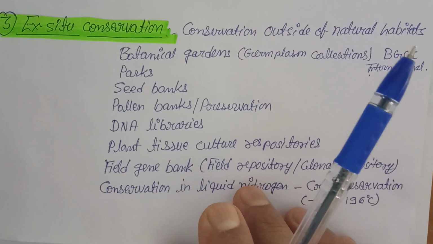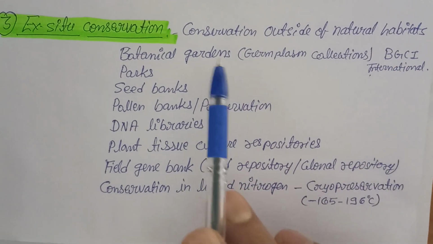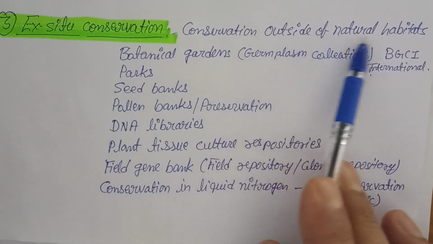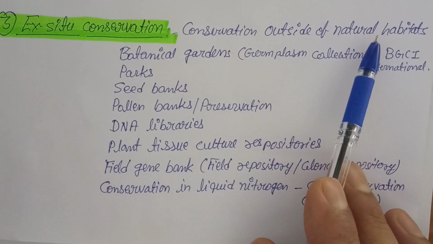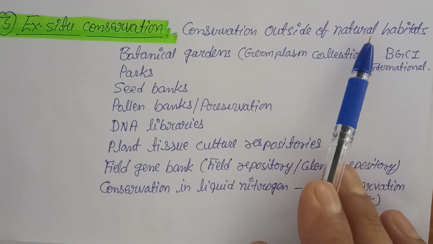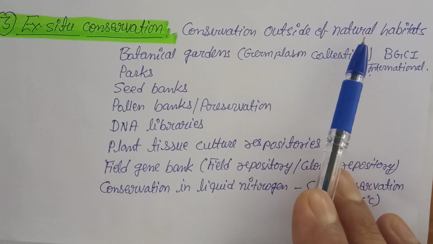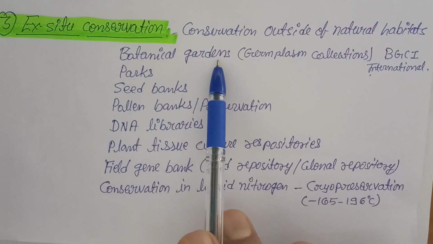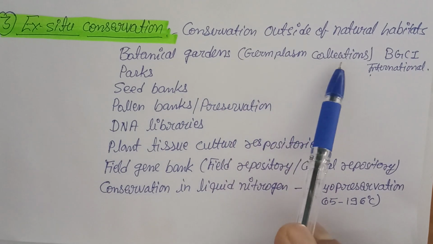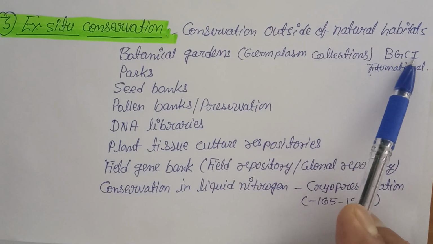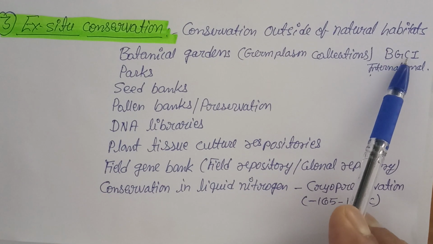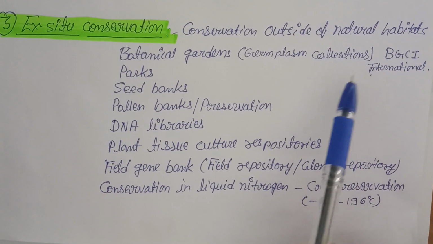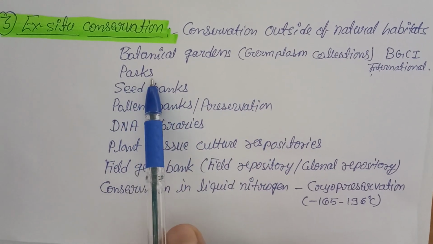These 3 points are very important when you are writing about the conservation of medicinal plants. Here ex situ means, ex means outside, the conservation outside of the natural habitat where they have grown. From there they are taken in such a way that they can be preserved without any damage, changes or variations. Botanical gardens can be formed, germplasm collection can be done, like BGCI, Botanical Garden Conservation International, right? These have been formed in many locations of the country and worldwide also.